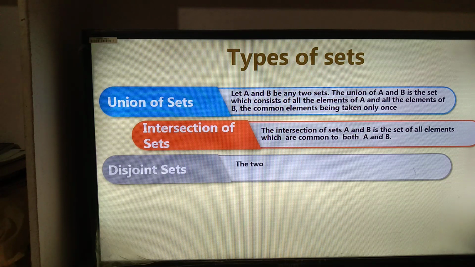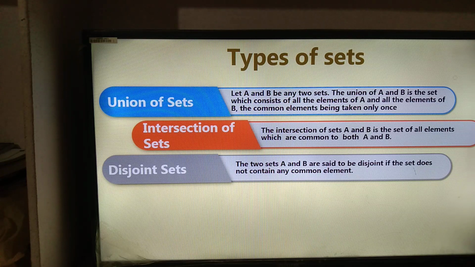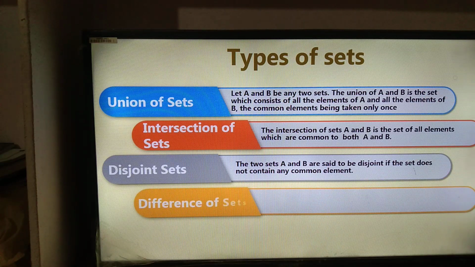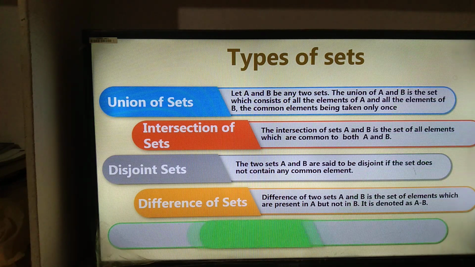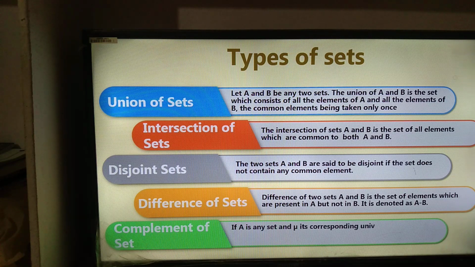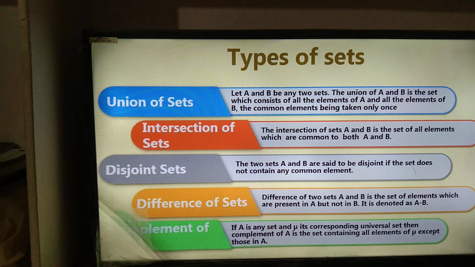Now the third one is disjoint sets. Two sets A and B are said to be disjoint if they do not contain any common element. Now difference of sets. The difference of two sets A and B is the set of elements which are present in A but not in B. It is denoted as A minus B. And then complement of a set. If A is any set and μ is its corresponding universal set, then the complement of A is the set containing all elements of μ except those in A. That is called the complement of a set.